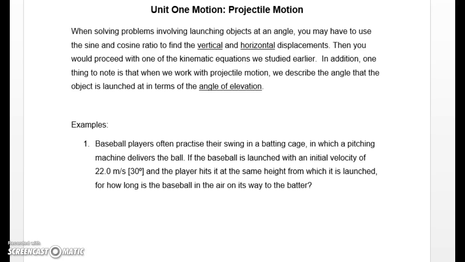And in addition to this, one thing to note is that when we work with projectile motion, we must describe the angle that is launched in terms of the angle of elevation. So our angle of elevation starts from some sort of horizontal level, and then we measure that angle counterclockwise. So we might say that this might be 30 degrees from the horizontal.